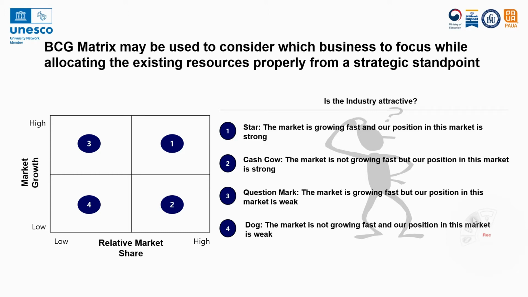On one side, that's the market growth. So there is a high market growth, and then there's low market growth. And there's another side that is relative market share, whether it's high or lower. So by combining those two axes, we can have 4 different boxes.